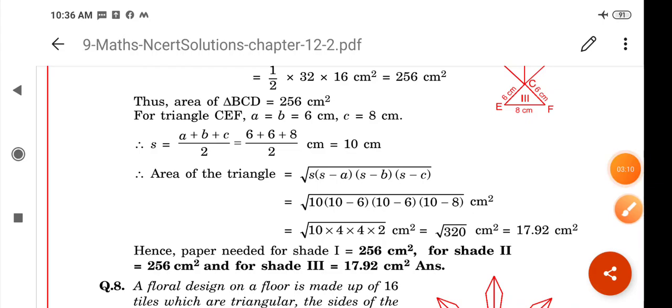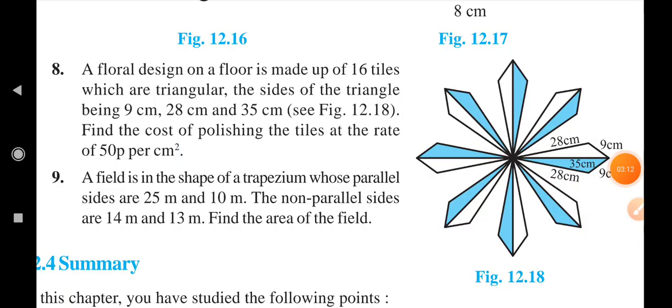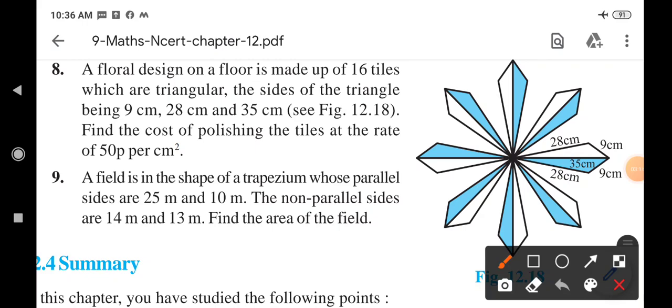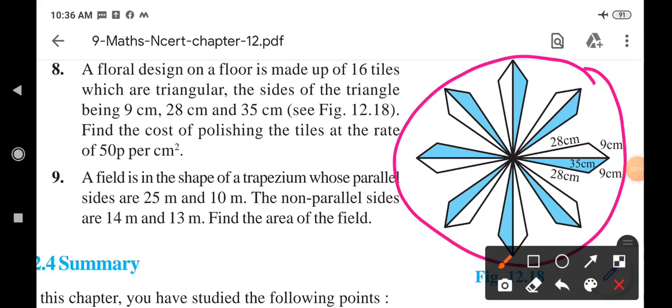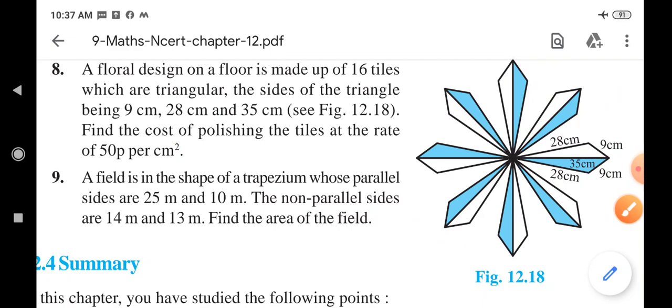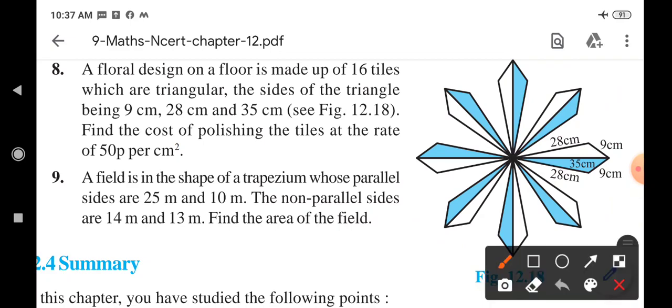Now moving to the next question. I am going to read it. You can see that a floral design is given here, and these figures are made by several triangles. For one petal, they have used two triangles, this one and this one. These two are identical triangles but have different colors. Now we have to find out the area.